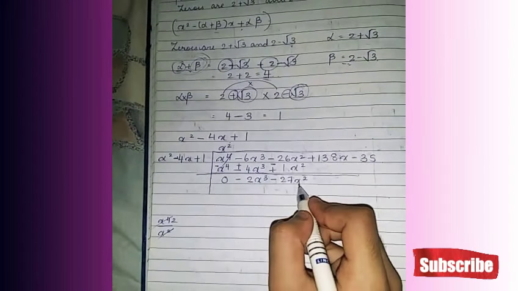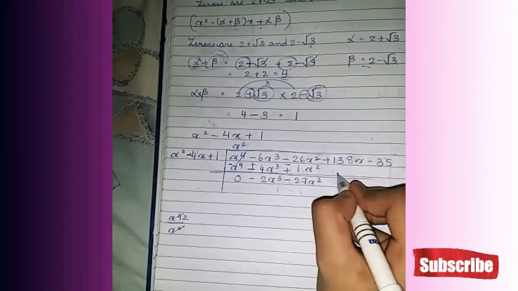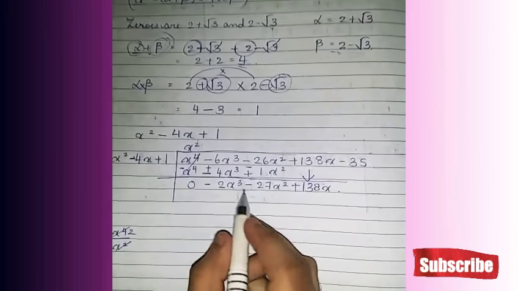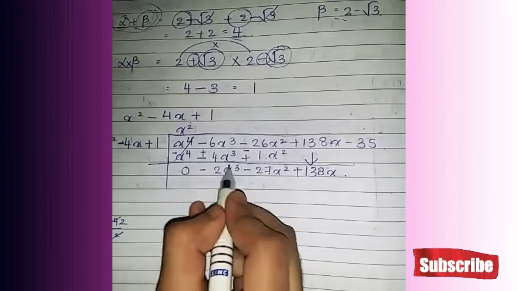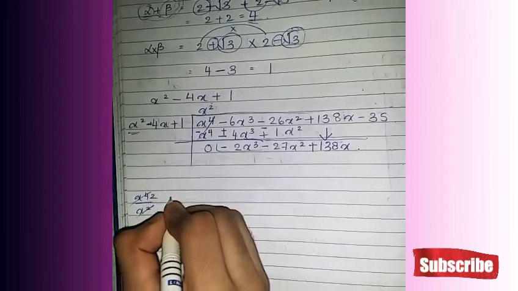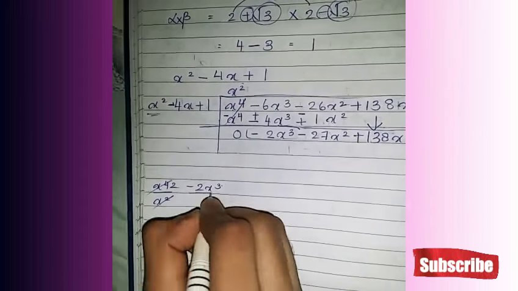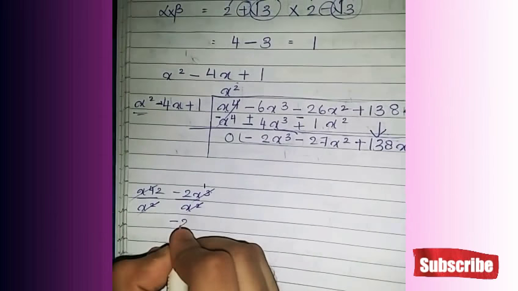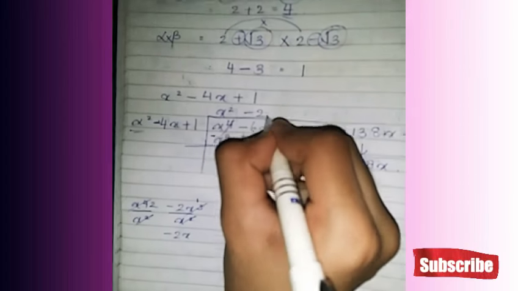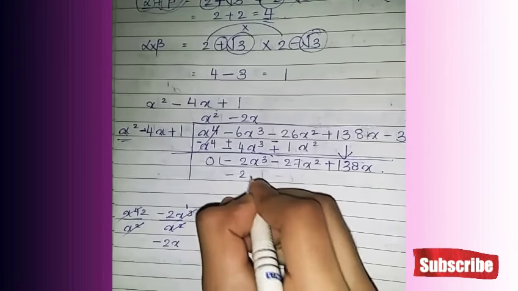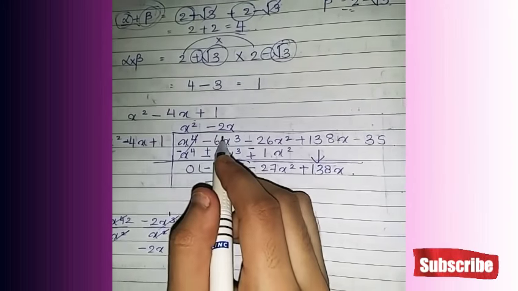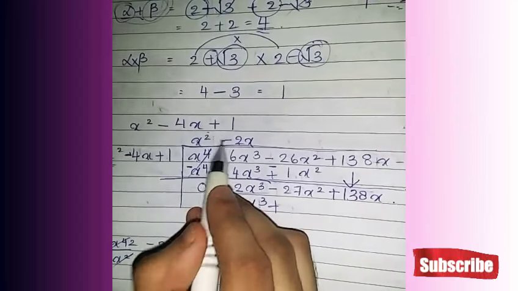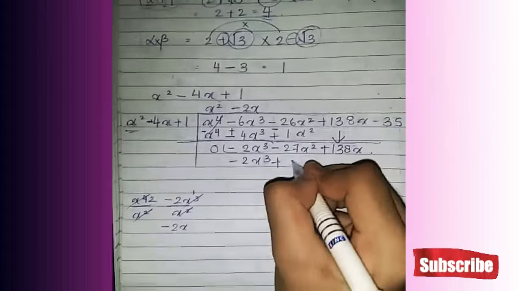Okay, now we will bring plus 138x here. So now this and this, so minus 2x cube by x square, this will cut, will get 1, so minus 2x, minus 2x into x square, minus 2x square, and 2 4s are 8, minus and minus is plus, we'll get x square.